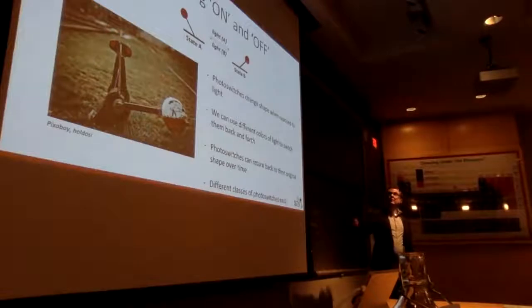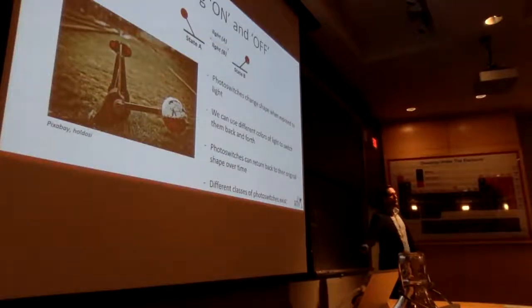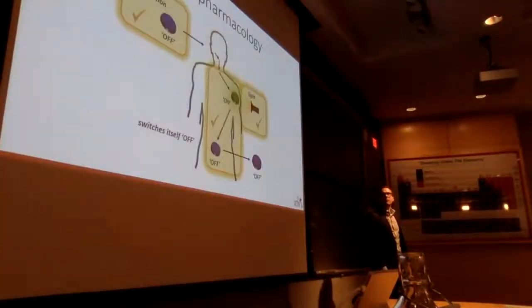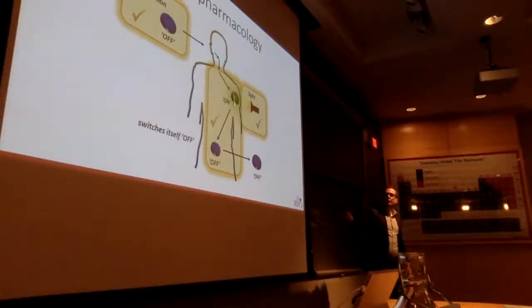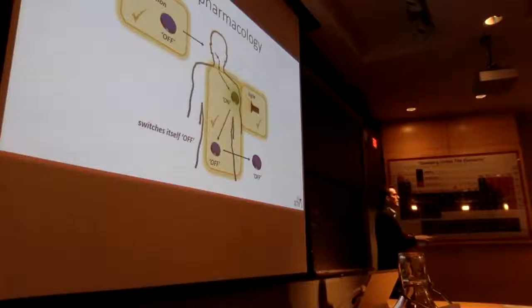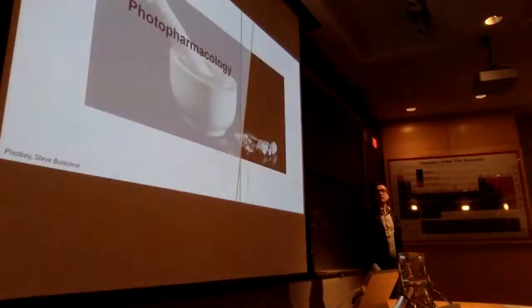To summarize a bit, they change the shape or geometry when you shine light of a different color. They can go back from state B back to state A via time. Different photoswitches exist, so we have a wonderful toolbox that you can use for other purposes. So we now understand that geometry is important, how light and biology interact with each other, and that we can use photoswitches as a toolbox that can auto-inactivate over time. And so now we have the basic understanding that we need to go to photopharmacology.